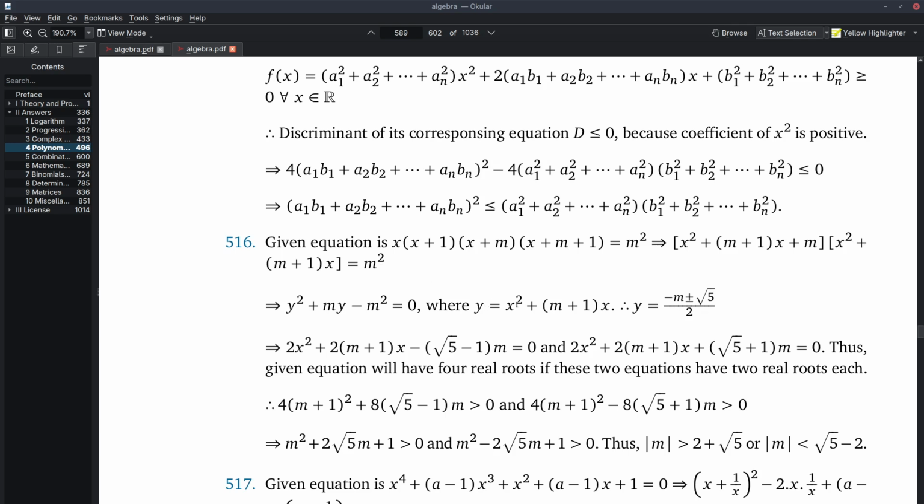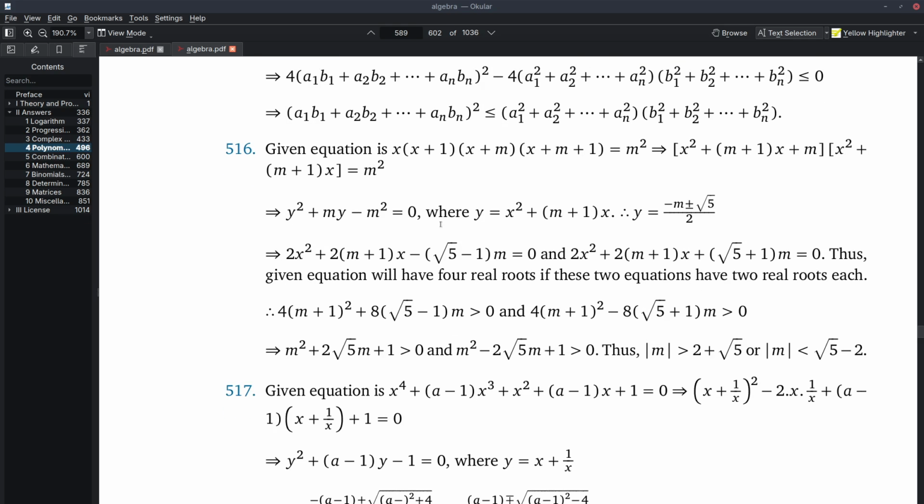Now we let y be equal to x square plus m plus 1 into x. The equation becomes y square plus my minus m square. So y is minus m plus or minus square root of 5 by 2. So first we consider one value and we get 2x square plus 2 into m plus 1 into x minus square root of 5 minus 1 into m is equal to 0. And the second value will give us 2x square plus 2 into m plus 1 into x plus square root of 5 plus 1 into m is equal to 0.